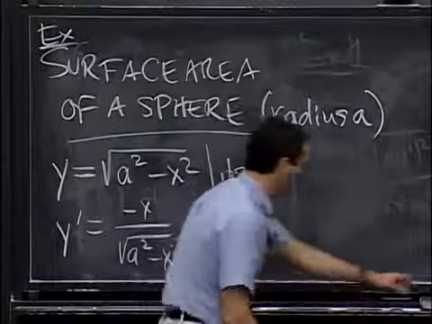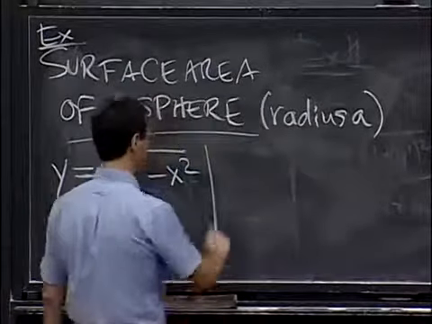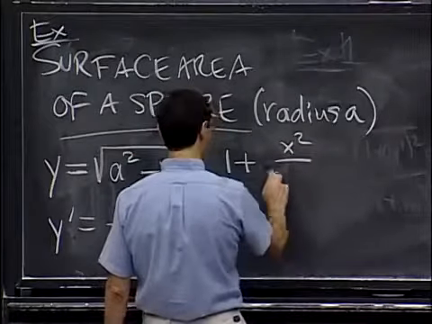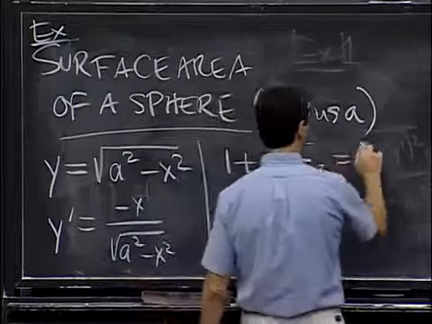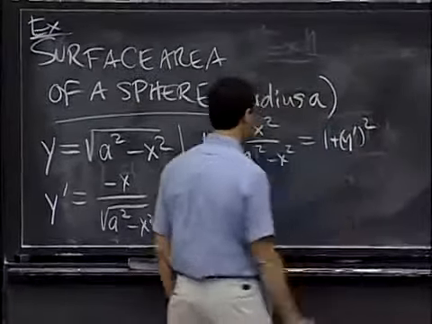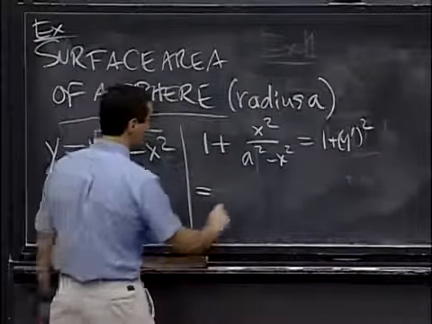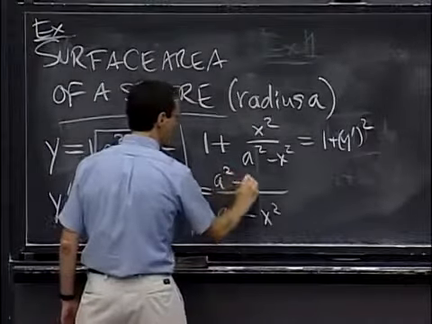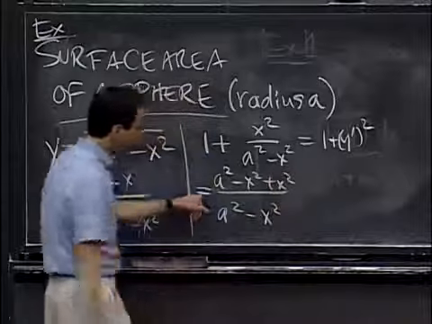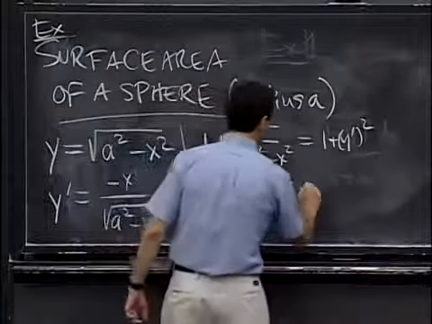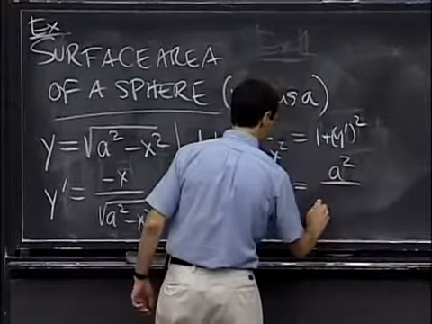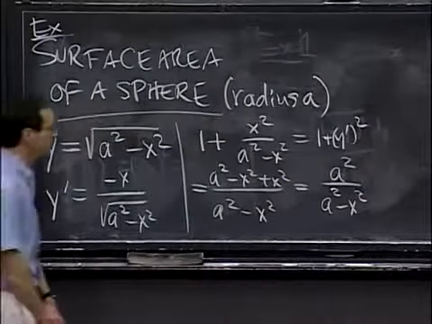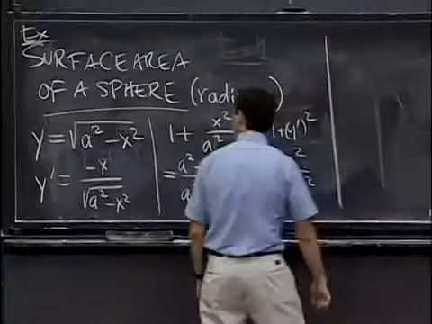Well, maybe I'll just carry it out because that's always nice. So we have 1 plus x squared over a squared minus x squared, right? That's 1 plus y prime squared. And now I put this over a common denominator. I get a squared minus x squared, and I have in the numerator a squared minus x squared plus x squared. So the same cancellation occurs, but now we get an a squared in the numerator. All right? So now I can set up the ds.